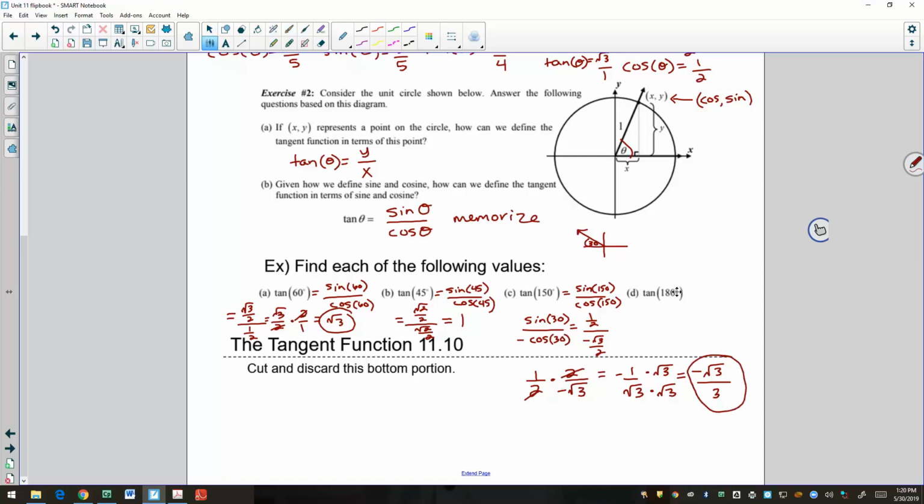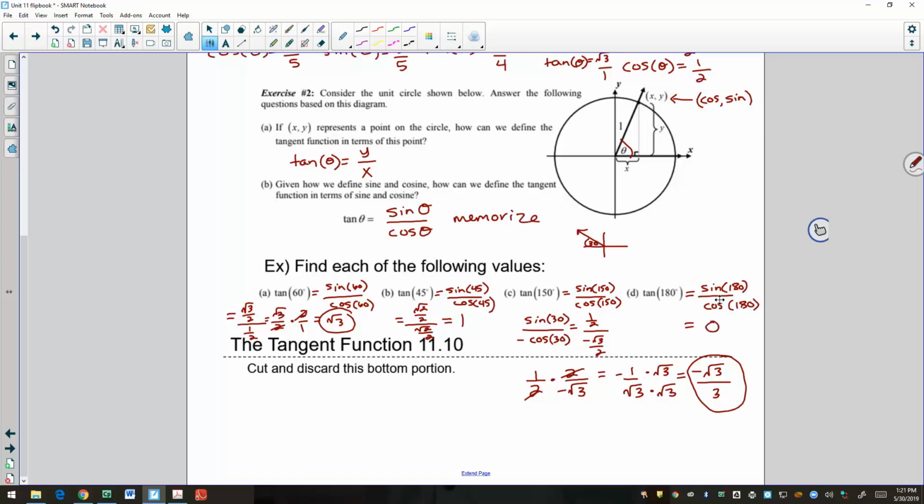Last one, you can use your calculator. This one is going to be nice. Whenever you're doing the tangent or the cosine or the sine of one of your angles like 90, 180, 270, it will either be 0, 1, negative 1, or undefined, because tangent can be undefined if 0 is on the bottom. So we can rewrite this as the sine of 180 over the cosine of 180. Or you can just type in tan of 180. It's going to spit out 0.